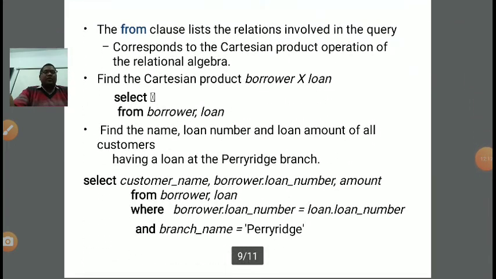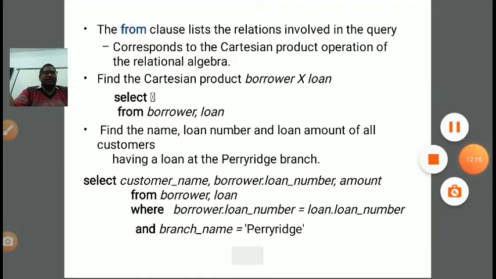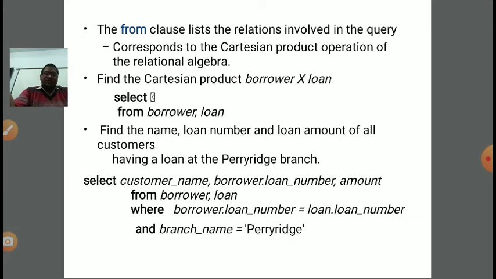Okay, the from clause lists the relations. The from clause lists the relations involved in the query, corresponding to the Cartesian product operation of relational algebra. Suppose we want to find the Cartesian product of borrower and loan. So how to write it? Select star, then the operator name is cross, from borrower and loan. In this manner we can write it.